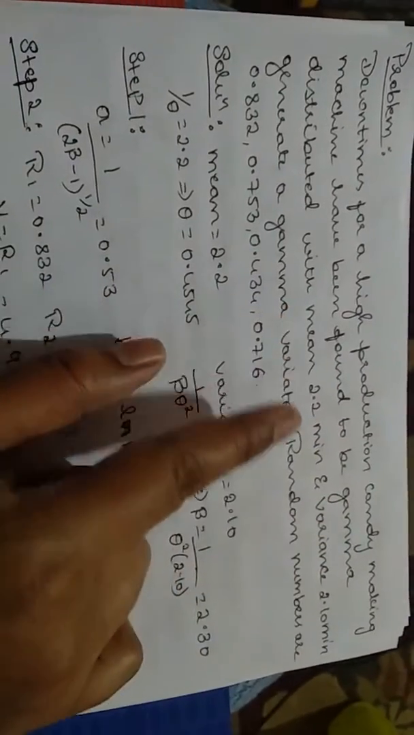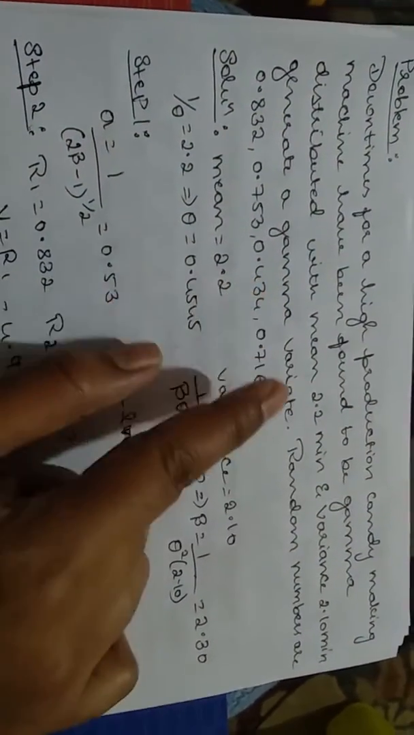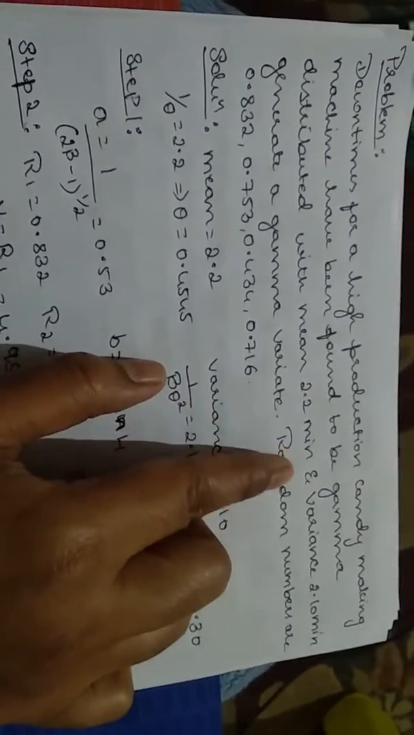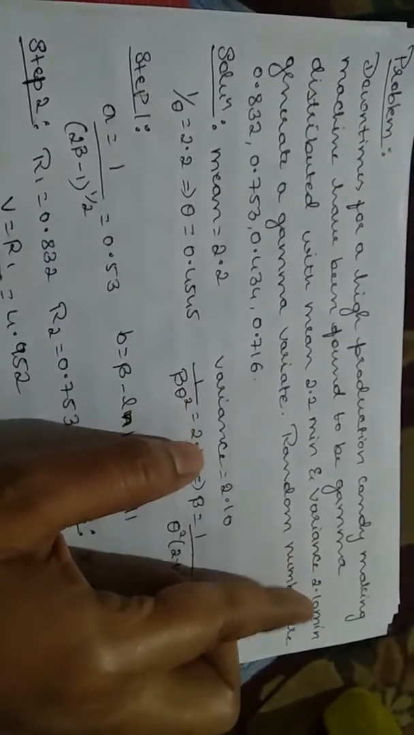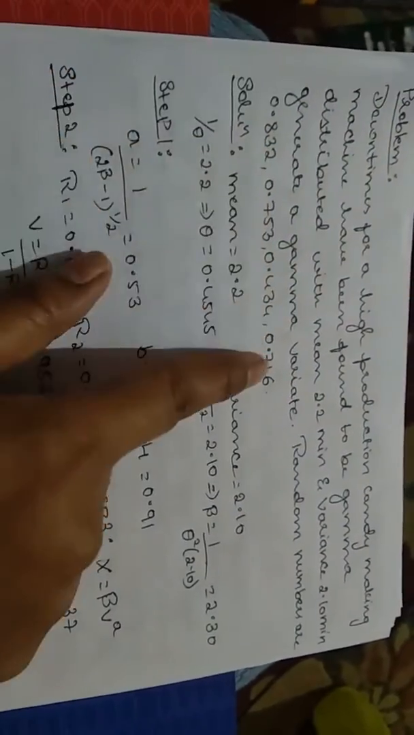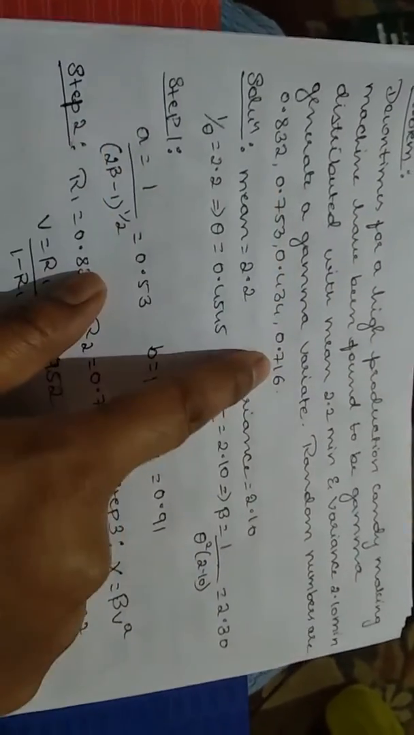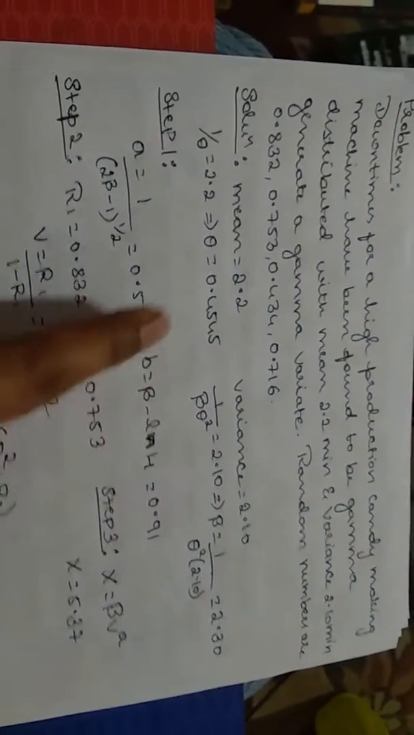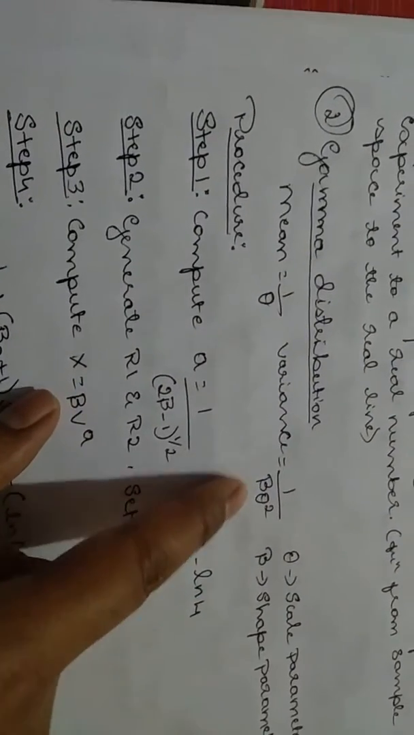Now I'll go for the problem. Downtime for a high production candy making machine has been found to be gamma distributed with mean 2.2 minutes and variance 2.10 minutes. Generate a gamma variate. These are the 4 random numbers they have given. By using these random numbers, you have to find the gamma variate. Here mean is given as 2.2 and variance is given as 2.10. Mean is 1 by theta and variance is 1 divided by beta theta square.